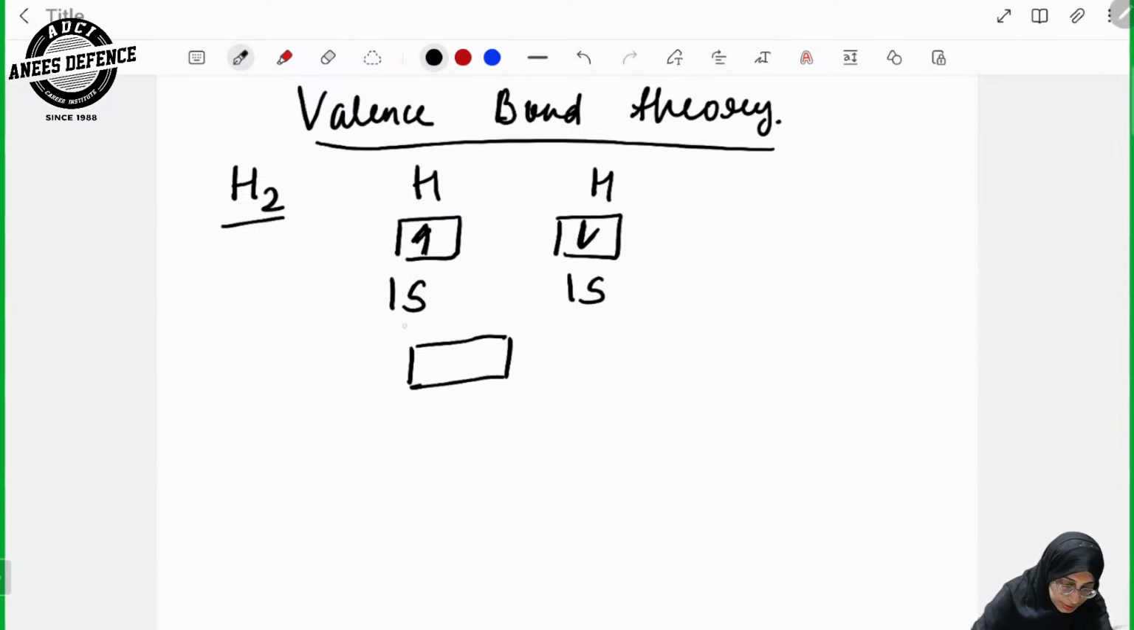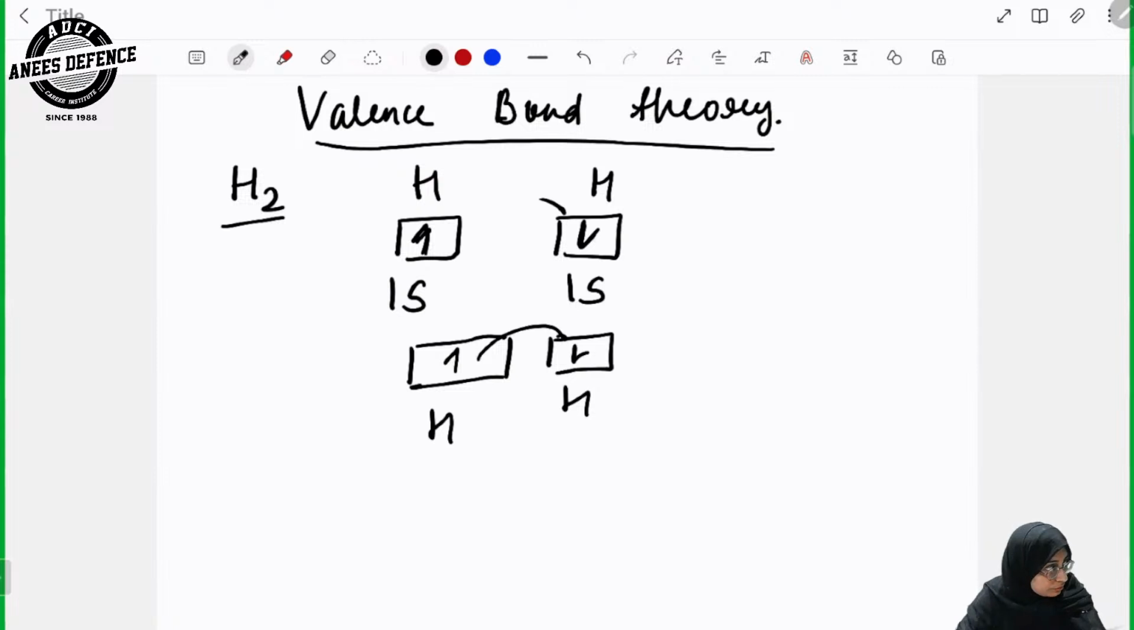This 1s will overlap with this 1s, one for one H atom and this for the other H. Both of them will overlap and they will form H2. So this is by the overlapping of the orbitals. Greater the extent of overlap, stronger is the bond formation.